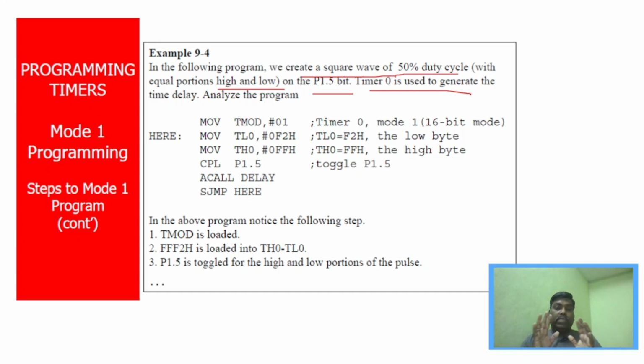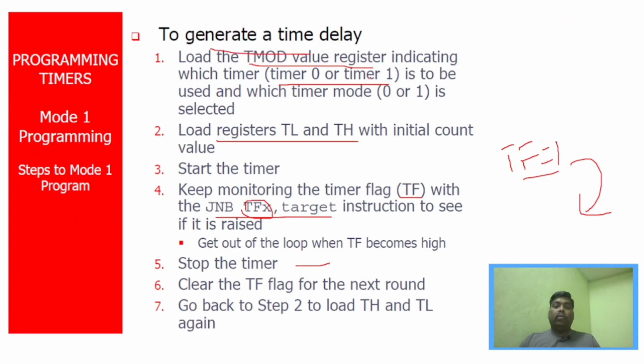Every operation is going to be the same. Now they have not given the oscillator frequency, so we can take a random value for configuring TL0 and TH0. It's up to your wish here. Now you can see the first instruction is the TMOD register, 01. Remember what 01 is? We are going to use timer 0. The first step is we have to load the TMOD value to the register.